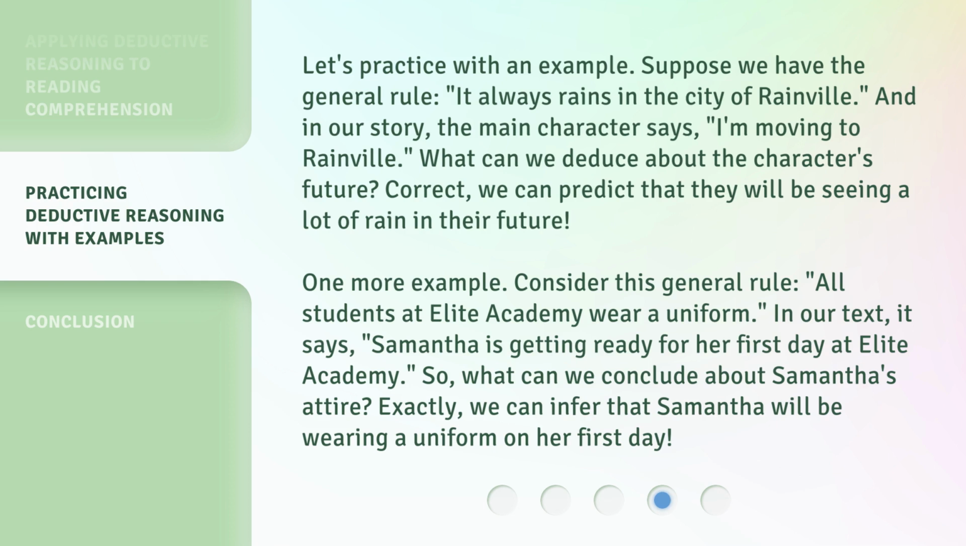One more example, consider this general rule. All students at Elite Academy wear a uniform. In our text, it says, Samantha is getting ready for her first day at Elite Academy. So, what can we conclude about Samantha's attire? Exactly, we can infer that Samantha will be wearing a uniform on her first day.